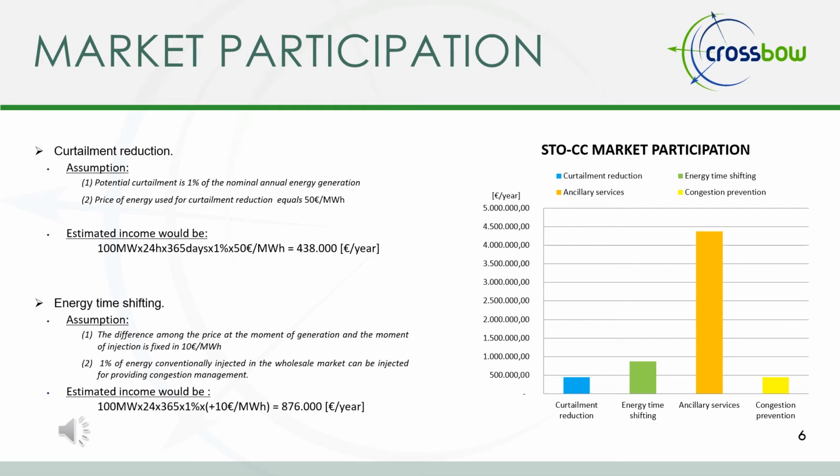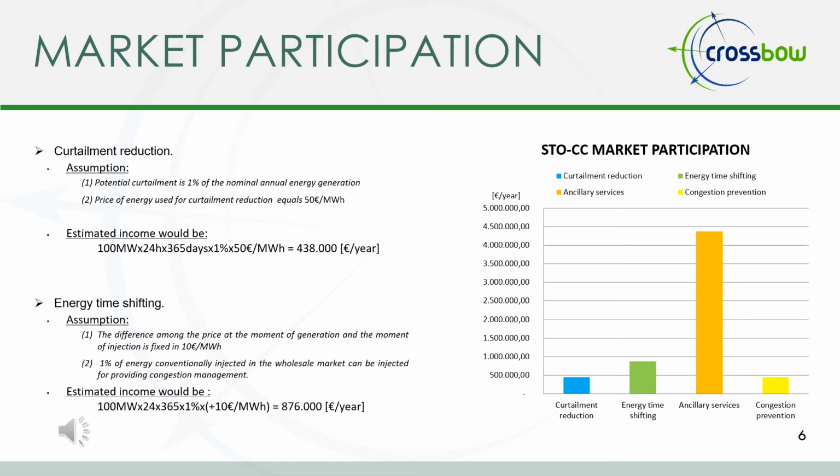When we talk about curtailment reduction, we basically talk about the increment of revenue due to the reduction of curtailment, allowing us to inject into the grid the major part of non-dispatchable power generation, basically PV, wind, or some other kind of renewable generation. If we consider assumptions 1 and 2, we estimate an income for curtailment reduction at 438,000 euros per year.